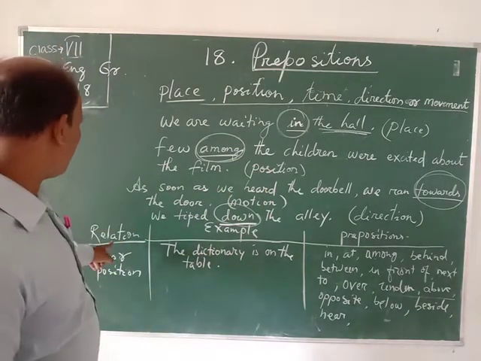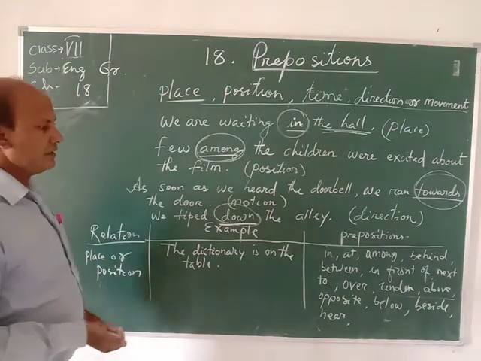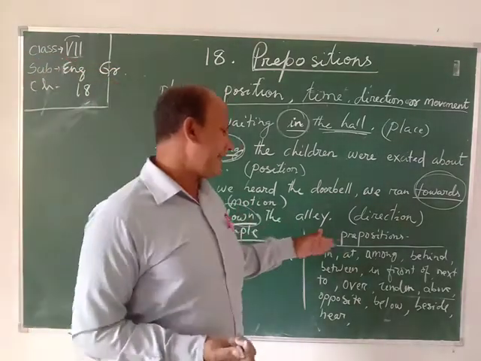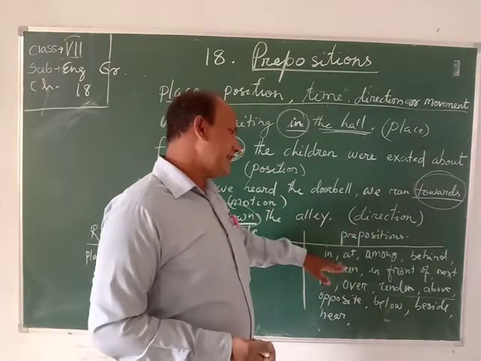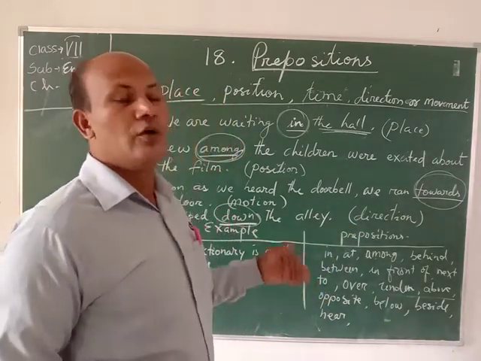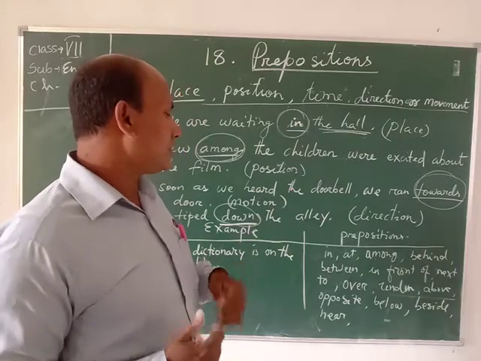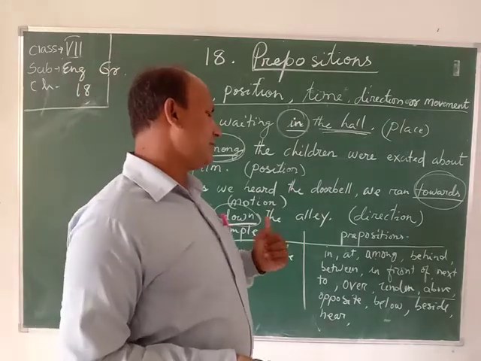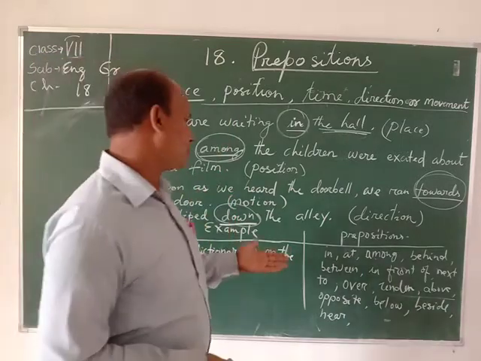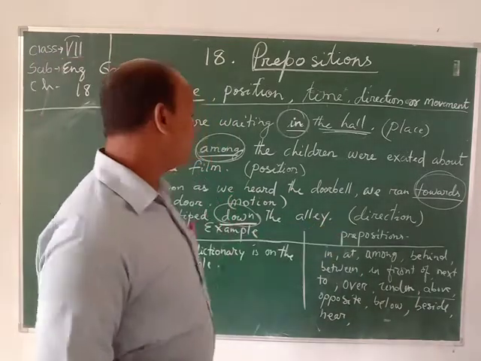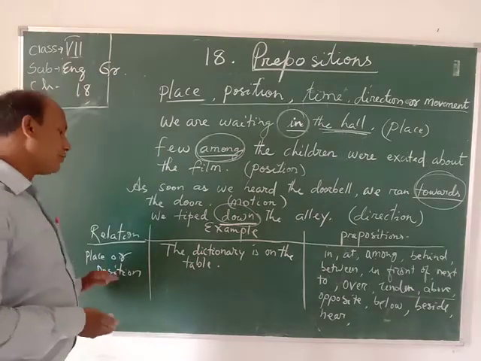Let's see some relation, how this preposition is used, just like relation of place and position: in, at, among, behind, between, in front of, next to, over, under, above, opposite, below, beside, near, near to, close to, etc. These are the prepositions used for place or position.